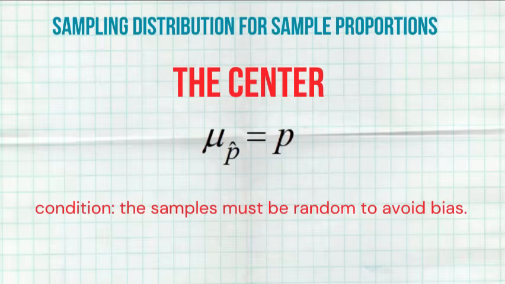So the center of a sampling distribution for sample proportions would be the mean of all possible p hats. Really make sure you understand that notation. It is a mean of all those p hats. And remember, I already said this, the mean of all those p hats should equal the truth, p, as long as we are unbiased. That is why we have a condition attached to this formula for the center, and that is that the samples must be random to avoid bias.